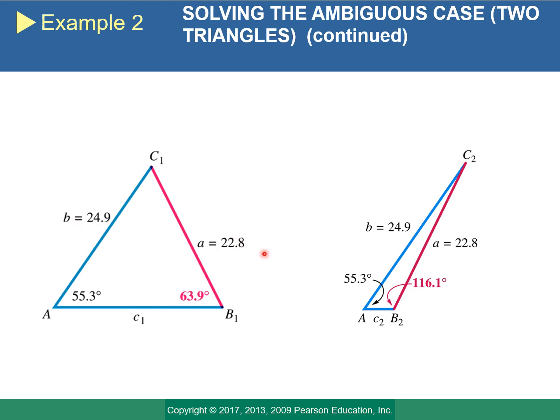And so these two triangles have the same exact given information. Side B and side A are the same lengths that we were told. Angle A is still 55.3 degrees in both of them. But then there are two possibilities for this last missing angle, either a small one or a large one, and therefore two possibilities for this missing side length, a long side or a short side. So both of these triangles work and exist for the given information.